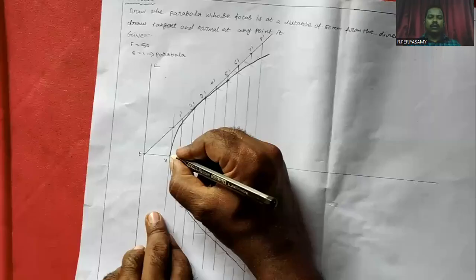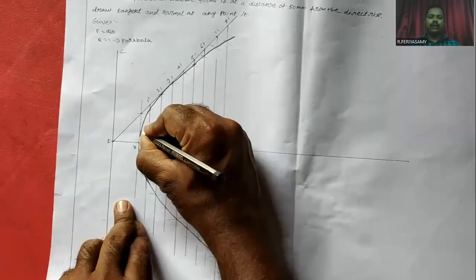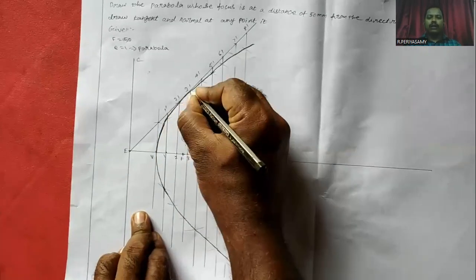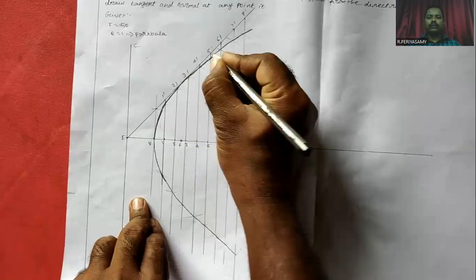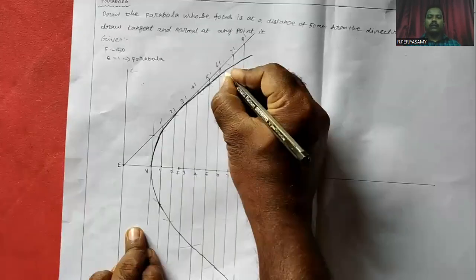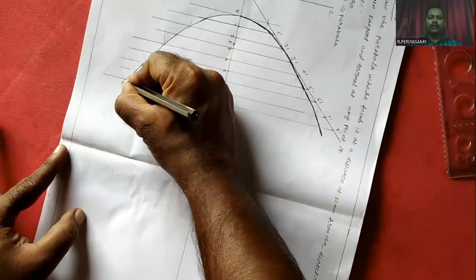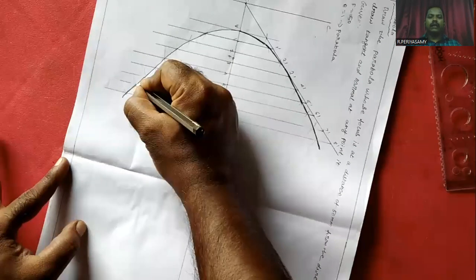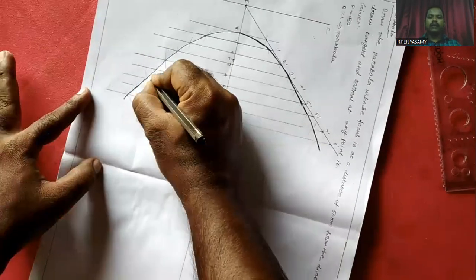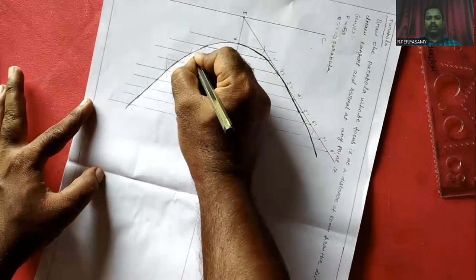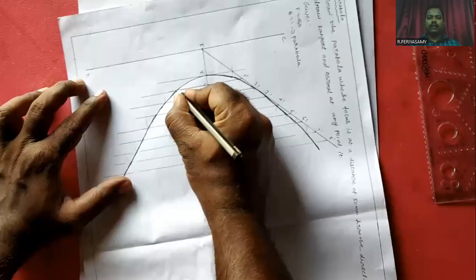Finally, we got a smooth curve. This is popularly known as a parabola. The parabola curve is always in a dark line. For the dark line, we are using HB pencils. The remaining lines are in thin lines. For the thin lines, we are using 2H pencils. This is a parabola curve.